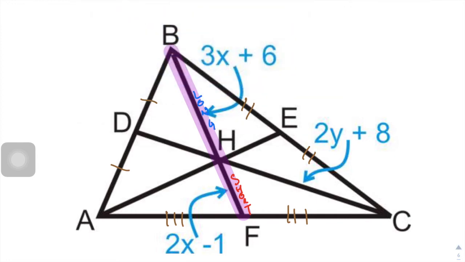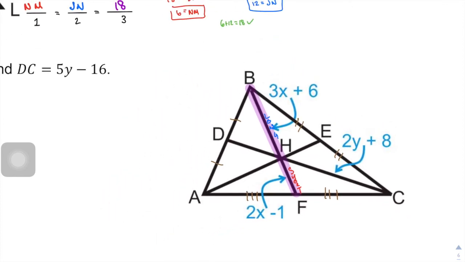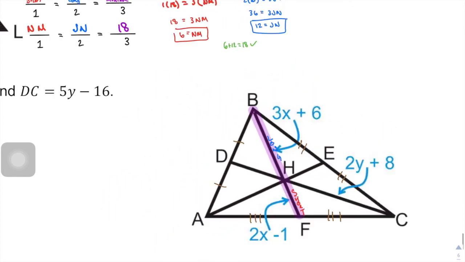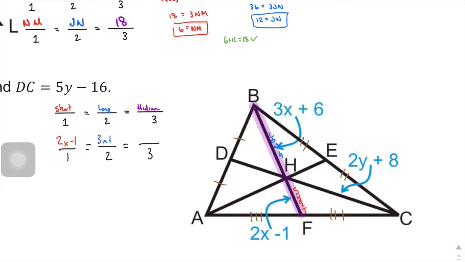Because we know we're working with the centroid, let's take the centroid formula out here. And when setting this one up, I noticed that the short is 2x minus 1. The long is 3x plus 6. And I don't really have any information about explicitly what is the median, so I'm going to leave it as BF here.